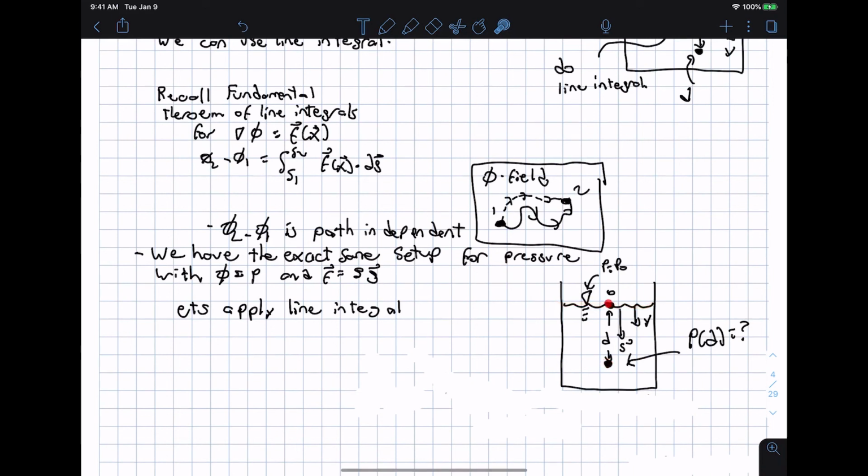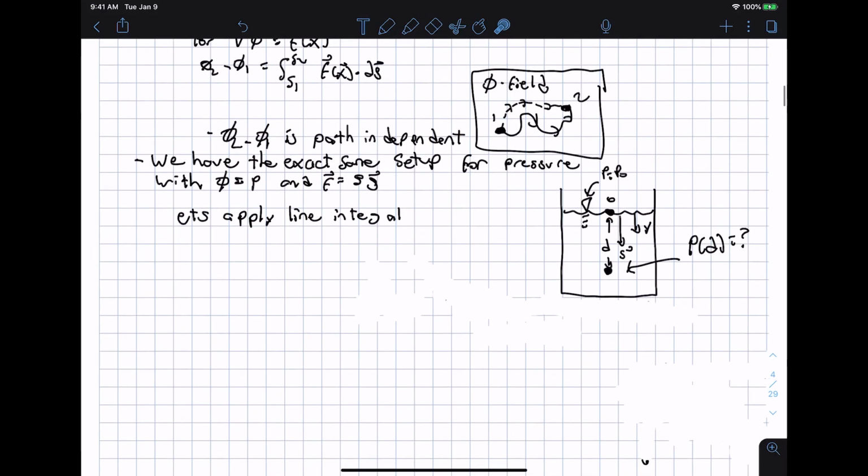Well, we're going to start from a point where we know the pressure, that's the surface, and again, that's given by the triangle with the three little lines underneath it. We're going to start at point 0, I'll call it, and go down to point D. So we're going to do a line integral to find the pressure at depth D. Okay, so let's apply the line integral.